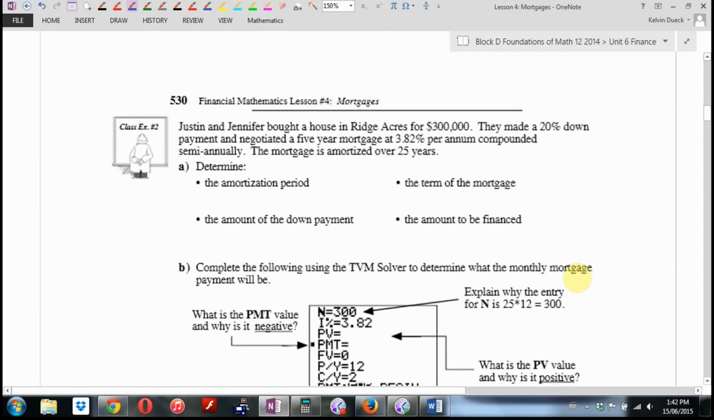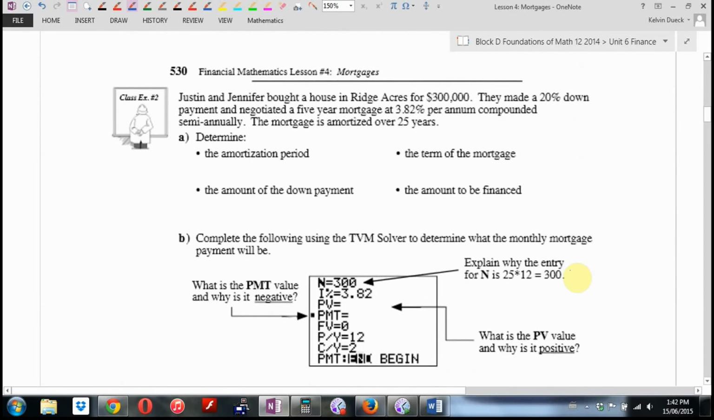Just turn the page. Justin and Jennifer bought a house in Ridge Acres. Hey, that sounds like us. For $300,000. They made a 20% down payment, and they negotiated a 5-year mortgage. That's the term. At 3.82% per annum, compounded semi-annually. The mortgage is amortized over 25 years. So what's the amortization period here? 25 years. What's the term of the mortgage? 5.